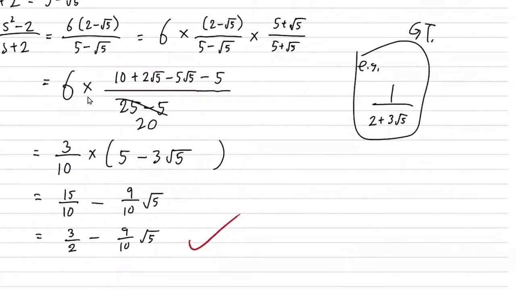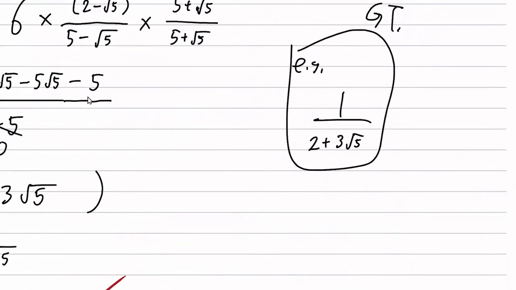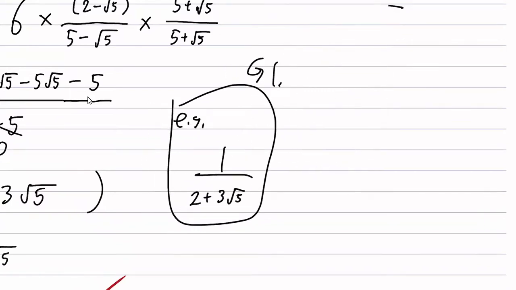1 over 2 plus 3 root 5. Okay, let's see. So how do we simplify this? Top and bottom, multiply by? The conjugate. Correct. What is the conjugate? 2 minus 3 square root 5. Yes, exactly. Okay, so let's check what happens. This is more complicated because there's an extra number in front of the square root. What do you get for the denominator?